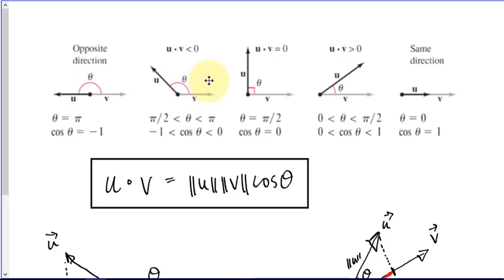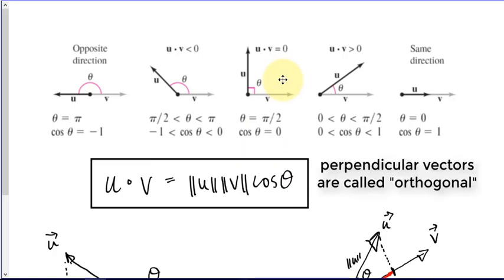It's possible that the angle between vectors is exactly pi over 2 or 90 degrees, and that would be this case. In this case, when you have the cosine of pi over 2, you get 0. And in this formula, when the cosine is 0, then the dot product is 0. And a nice word to learn at this point is orthogonal. When you refer to perpendicular vectors, you can use the word orthogonal.